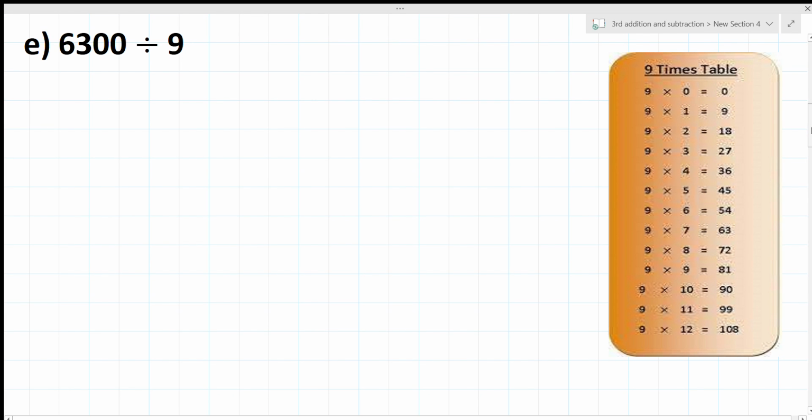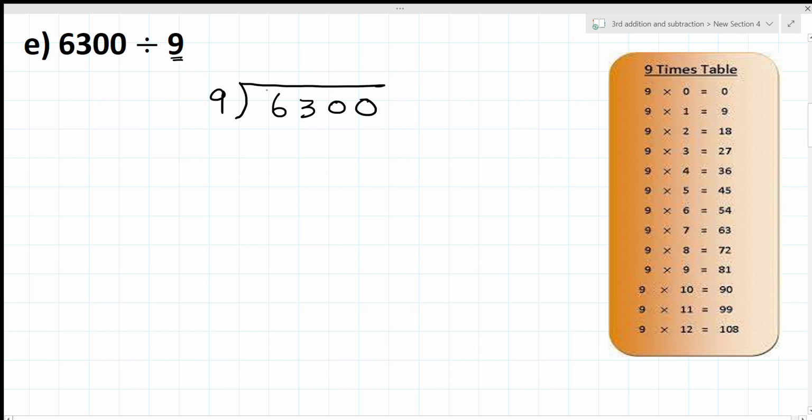6300 divided by 9. Here the divisor is 9. So we are going to use 9 table. Arrange the numbers first. 6300 divided by 9. Take the first digit. It is 6. Will you get 6 in 9 table? No. In the first term we have 9.